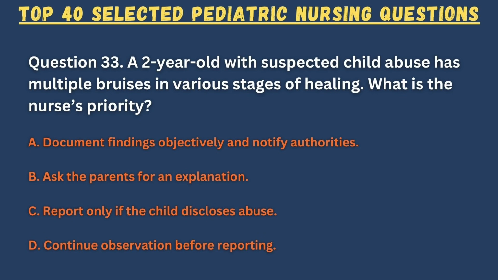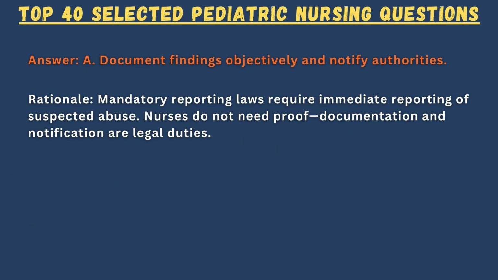A. Document findings objectively and notify authorities. B. Ask the parents for an explanation. C. Report only if the child discloses abuse. D. Continue observation before reporting. Answer. A. Document findings objectively and notify authorities.